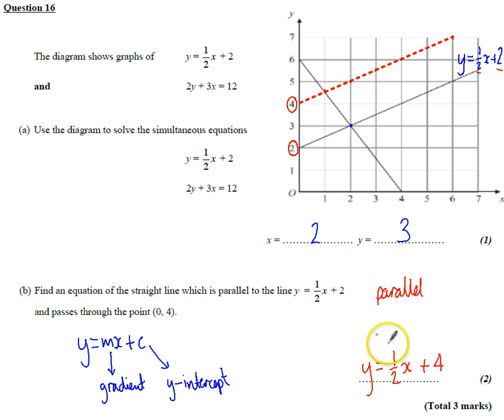There's loads more you can revise about this topic, so you might want to have a look up the y equals mx plus c form of a straight line, so we'll get back to that. Okay. But this is the end of this question.